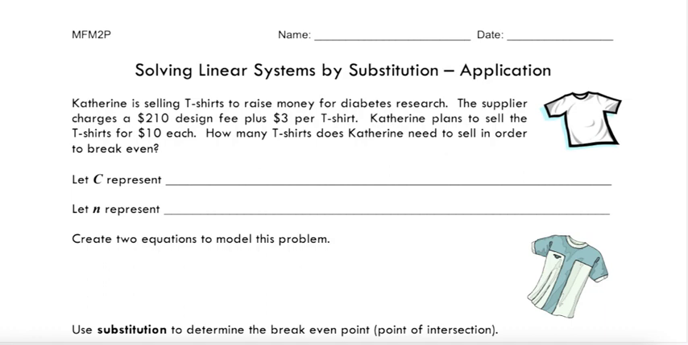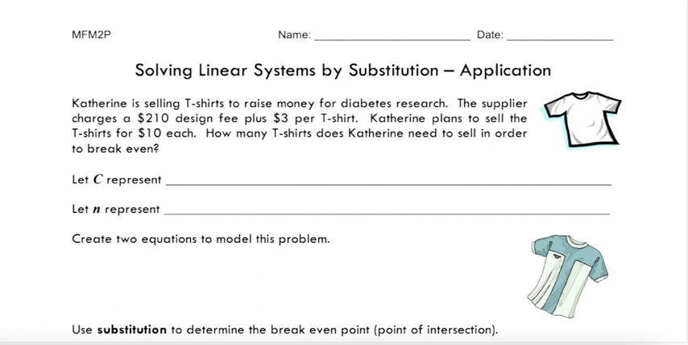So what does that mean? The break even point means that the amount of money that she has to pay the supplier will equal the amount of money she earns by selling the t-shirts. So that's our break even point. How many t-shirts does she have to sell for the amount that she has to pay the supplier and the amount that she earns to be exactly the same?